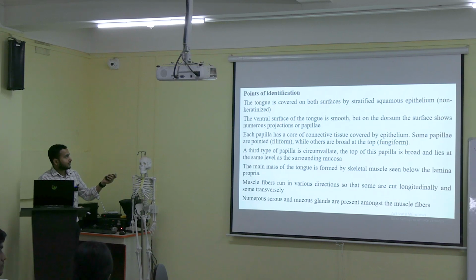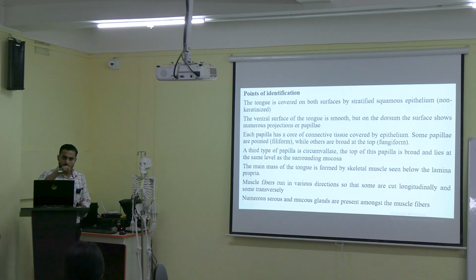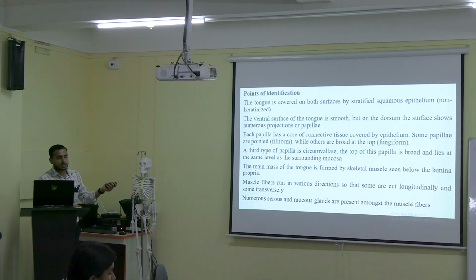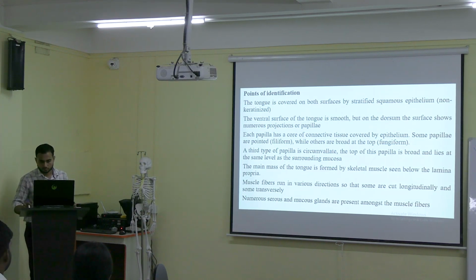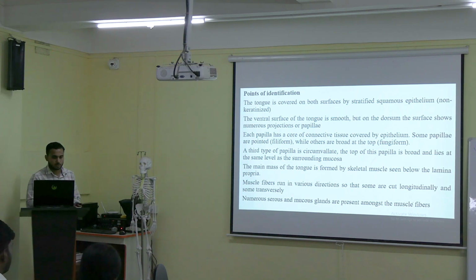Next, the ventral surface of the tongue is smooth, but on the dorsum the surface shows numerous projections or papillae, which we have discussed. Those papillae, the projections, can be seen easily. Now how is a papilla formed? Core of connective tissue covered by lining epithelium. Each and every papilla, the shape is different. That also I have shown you.